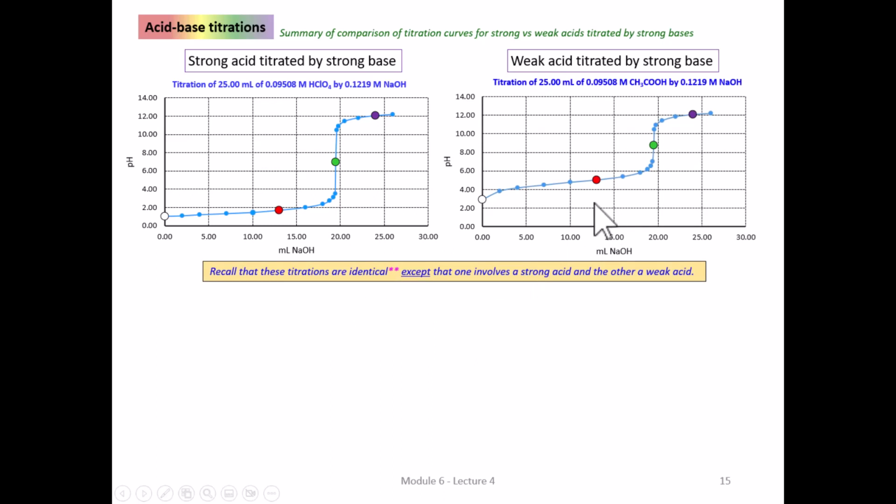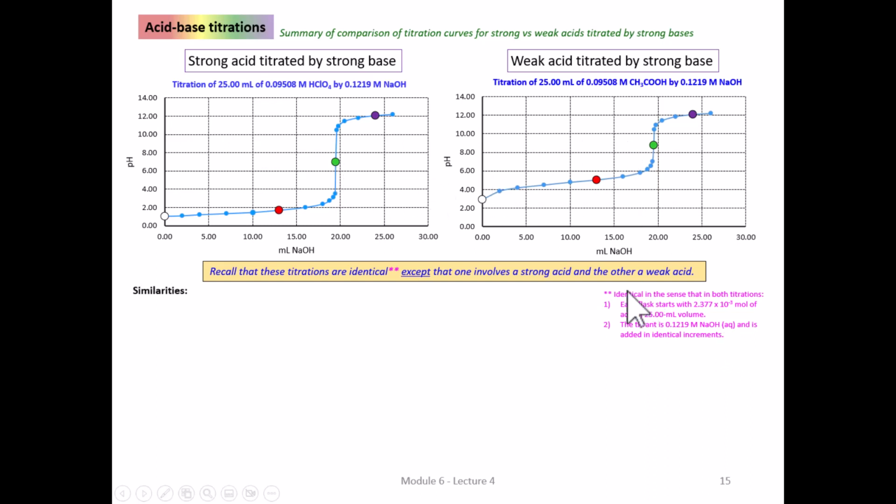Now these two titrations are identical, except that one involves a strong acid, perchloric acid, and the other a weak acid, acetic acid. They're identical in the sense that each flask starts with 2.377 times 10 to the minus 3 moles of acid in 25 milliliter total volume. The titrant for both is 0.1219 molar sodium hydroxide, and it's added in identical increments.